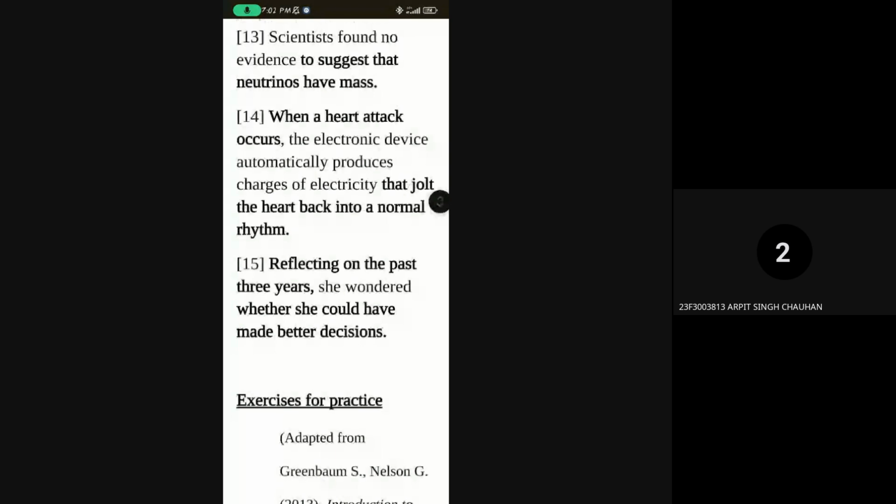Okay, so the 14th one again. When a heart attack occurs, the electronic device automatically produces charges of electricity that jolt the heart back into a normal rhythm. So you have two clauses again, like we were talking about. This is, however, not an embedded clause. There are two different dependent clauses in the sentence. But what type of clauses are they? The first one is "when a heart attack occurs."